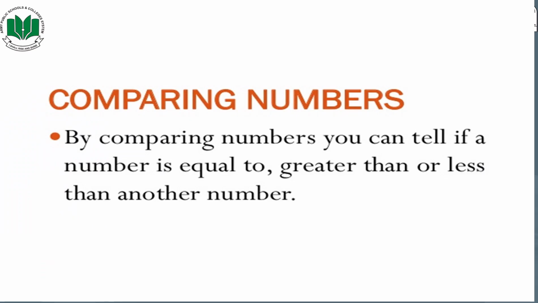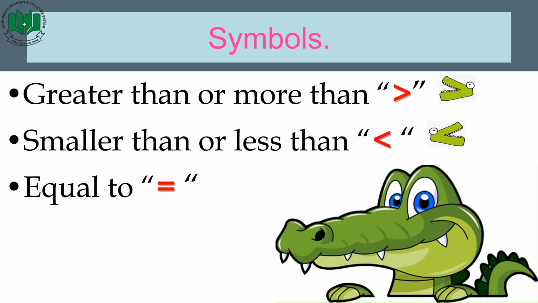Comparing numbers. By comparing numbers, you can tell if a number is equal to, greater than, or less than another number. Let's talk about the symbols. You can see the first symbol. This is the symbol of greater than or more than. The next symbol is the symbol of smaller than or less than. And the last one is the symbol of equal to.